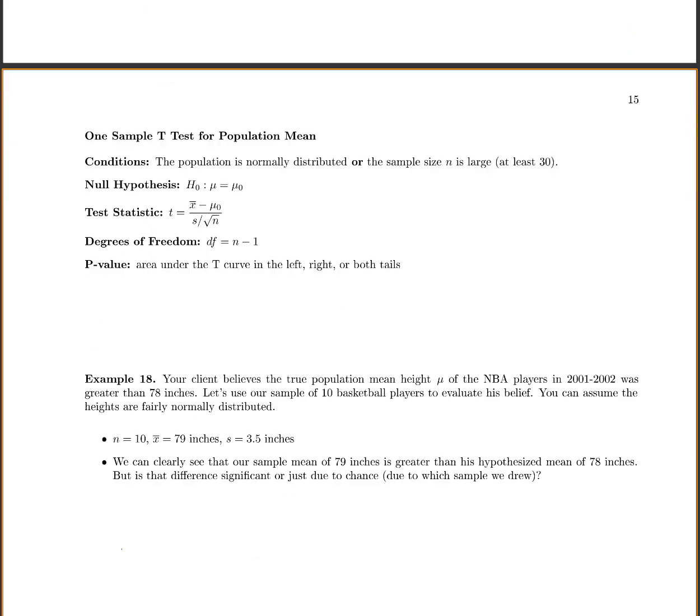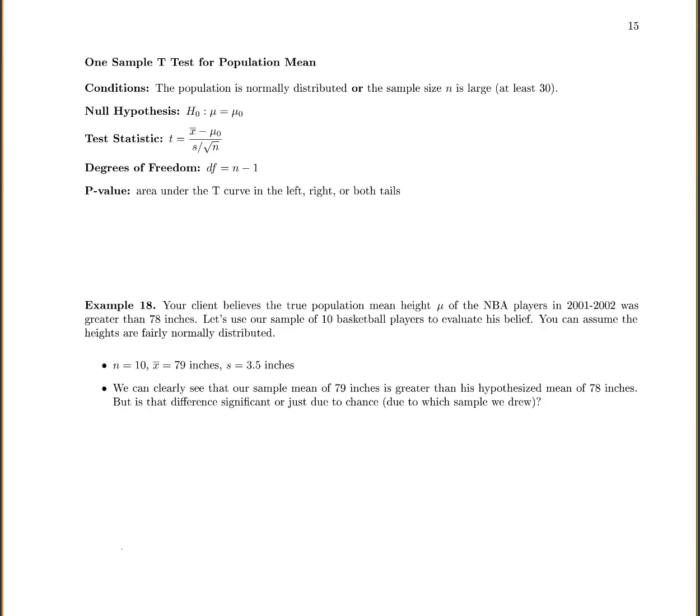So let's look at the one sample t-test for population mean. We don't have to do that in this class, but it's a good practice of how hypothesis tests work. So the conditions: if our population is normally distributed or the sample size is large, at least 30, then your null hypothesis will be that your population mean mu equals some hypothesized value. Mu naught we'll call our hypothesized value. Our test statistic t is equal to our sample mean minus that hypothesized value over s over the square root of n. Degrees of freedom are n minus 1.